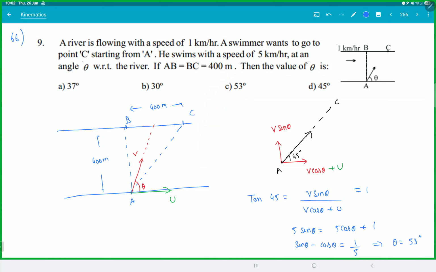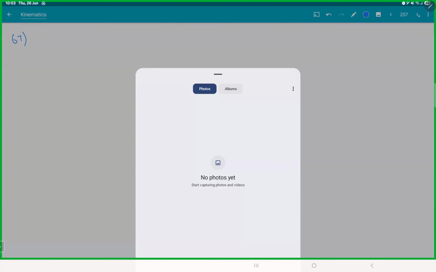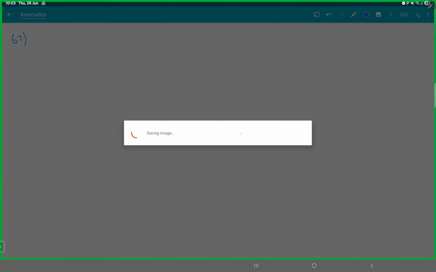All clear with this? Let's see one more. Relative motion is one of the important chapters, right, in kinematics, after projectile though. Let's get this.